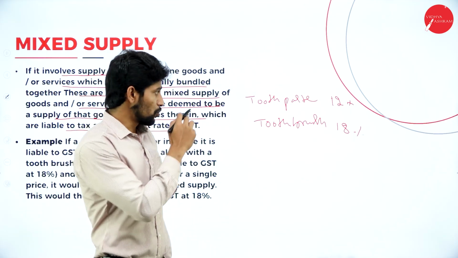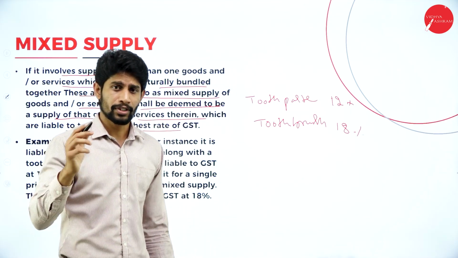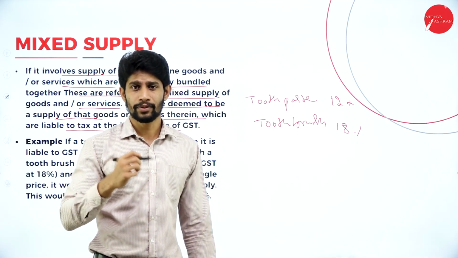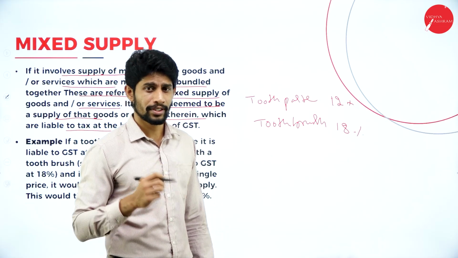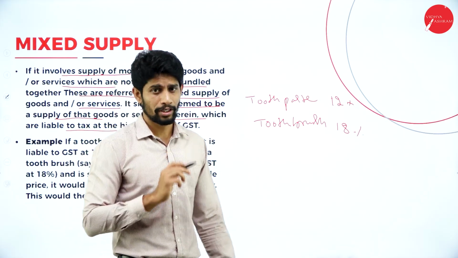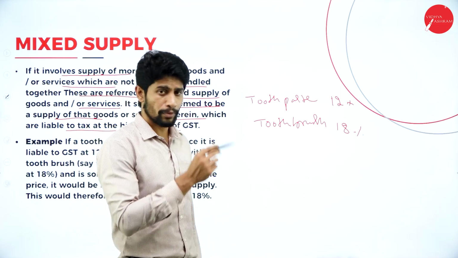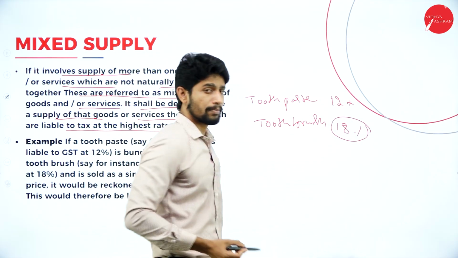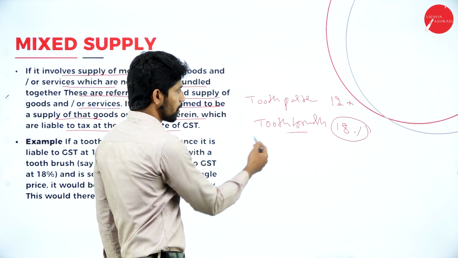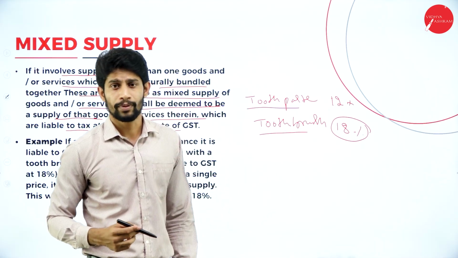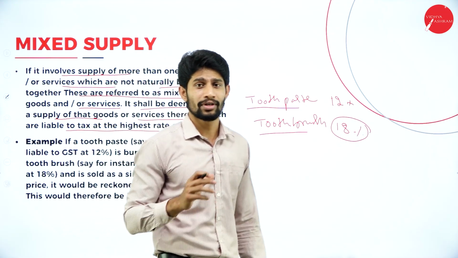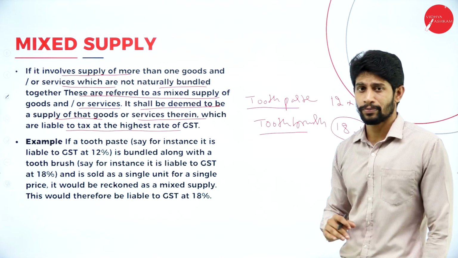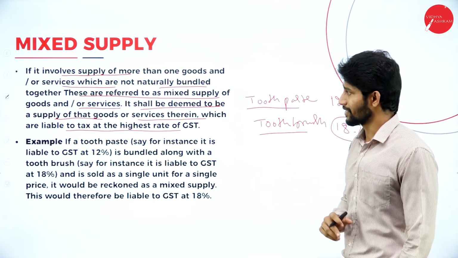So these two are not depending on each other. You can purchase the toothpaste whenever you want. You can purchase the toothbrush whenever you want. You need not purchase it together, but still you are purchasing it together. So it is independent, not dependent. So at that point of time, if you are purchasing together, which tax is applicable? The highest rate of 18% is applicable on both toothbrush as well as on toothpaste, because it is not naturally bundled and it is not depending on each other. This is how we are supposed to treat under mixed supply.